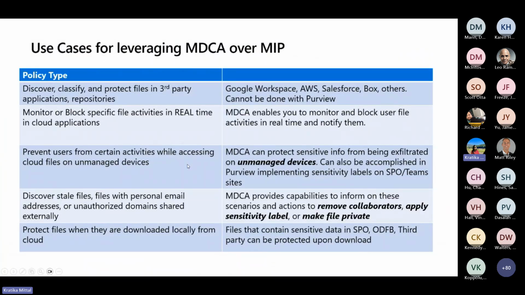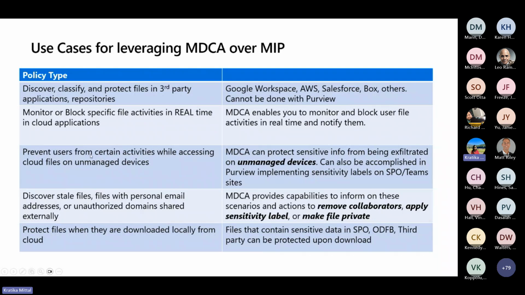And I want to share that Microsoft Defender for Cloud Apps and Microsoft Information Protection are a better together story. They are not one over the other story, because it is important that they are able to complement the functionalities essentially that they can do for each other. For example, if you want to discover, classify, and protect any files in third-party applications and repositories, or if you want to block specific activities in real time on your cloud application, that is something you would be able to do from Defender for Cloud Apps.